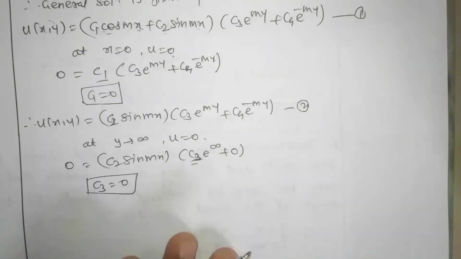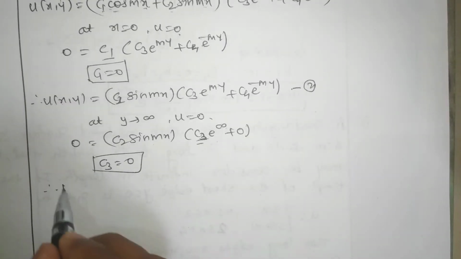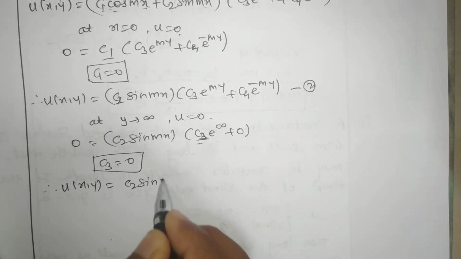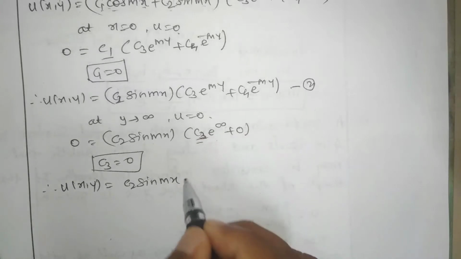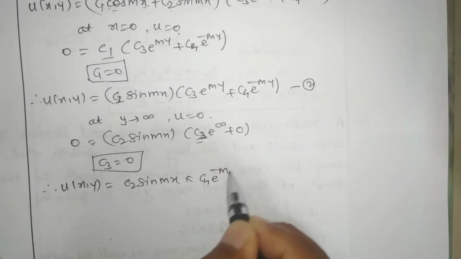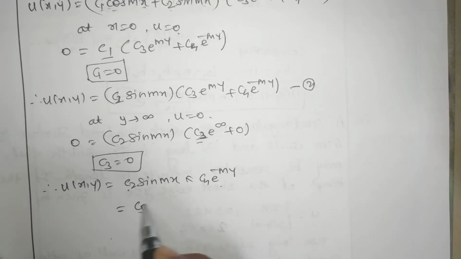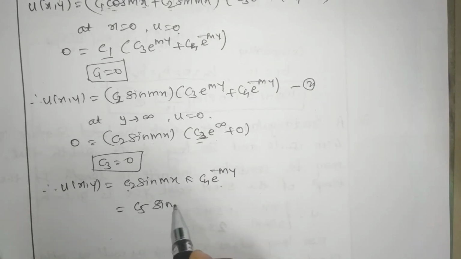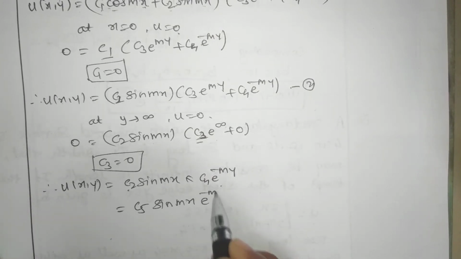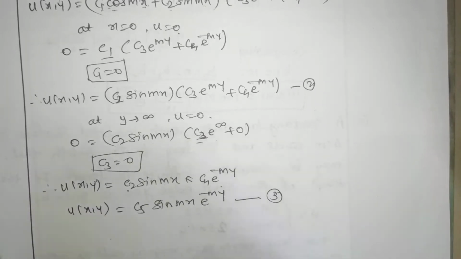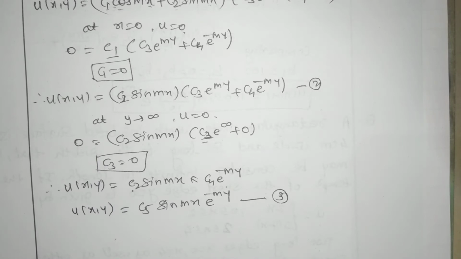Put c3 is 0 in equation number 2. So therefore, u of x comma y is equal to c2 sin mx into c4 e raised to minus my. Multiply c2 and c4, you will get another constant c5 sin mx into e raised to minus my. That is u of x comma y. Call this equation number 3. Then we have to calculate the value of m.